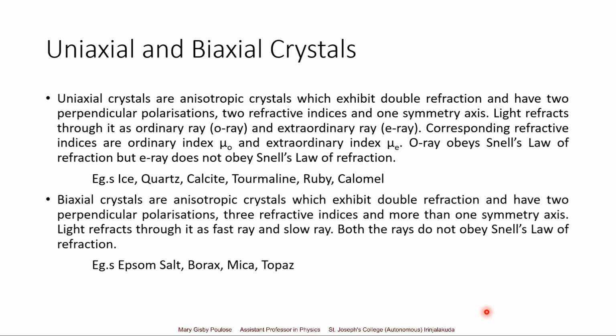Now, biaxial crystals are anisotropic crystals that show double refraction, and they have two perpendicular polarizations. They have three refractive indices and more than one symmetry axis. In this, light refracts through it as the fast ray and the slow ray, and both rays do not obey Snell's law of refraction. Biaxial crystals are Epsom salt, borax, mica, topaz, etc.